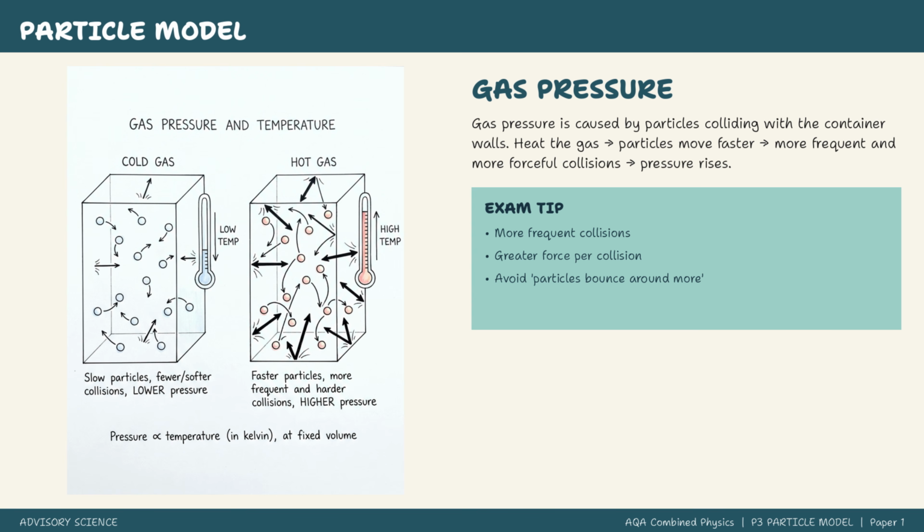When writing about gas pressure, avoid vague phrases like the particles bounce around more. You must write the exact keywords stating that the particles collide with the walls more frequently and with greater force.